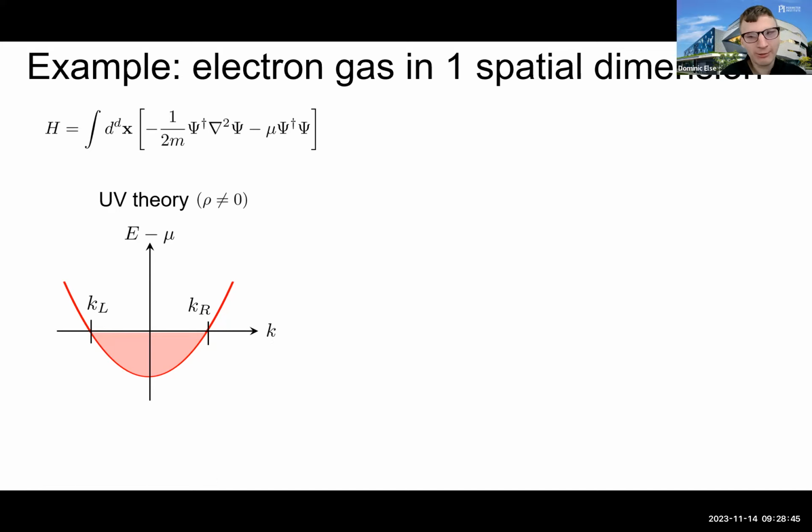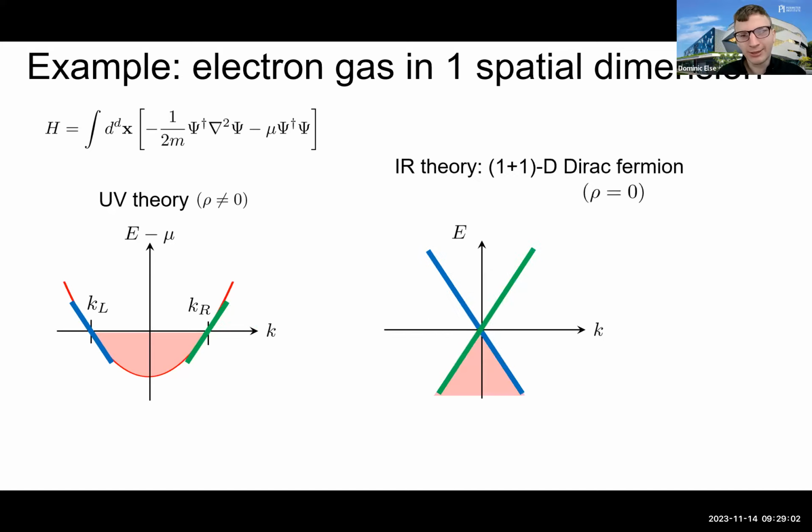Okay, but how about the IR theory? So the low energy excitations, they all live near this left Fermi point or the right Fermi point. So to describe the IR, we can just linearize the dispersion relation about those points. And then if you do that, you'll see that this system is actually just equivalent to a 1+1D Dirac fermion at zero charge density. So the IR theory of this electron gas is just a Dirac fermion at zero charge density.